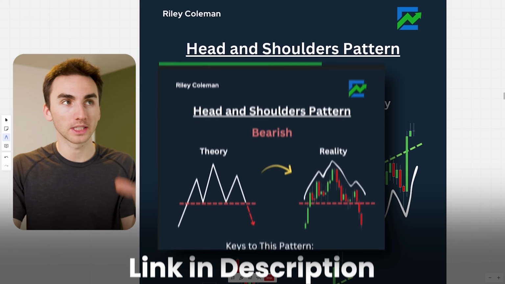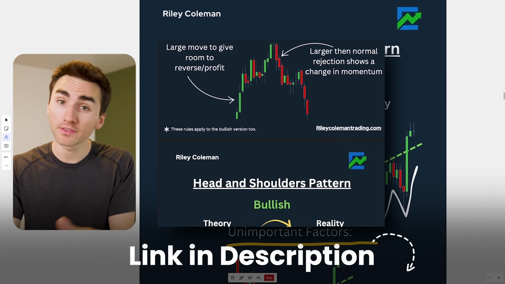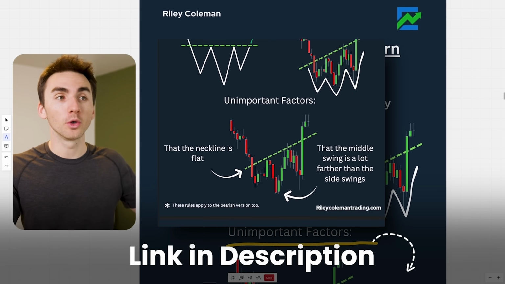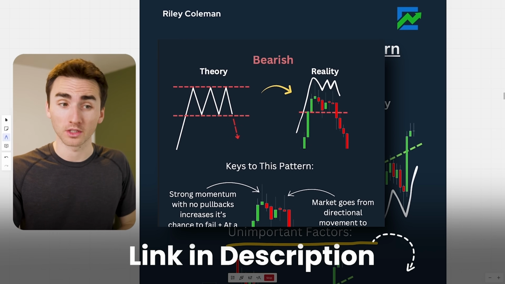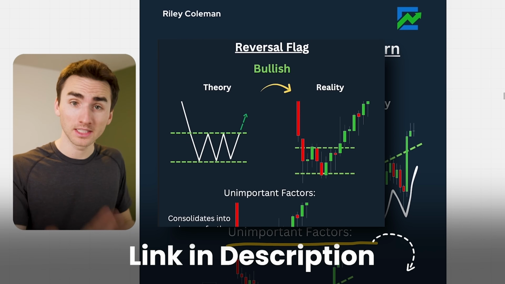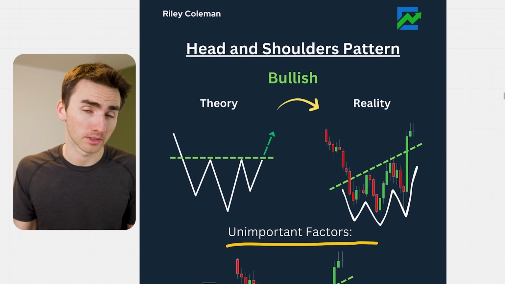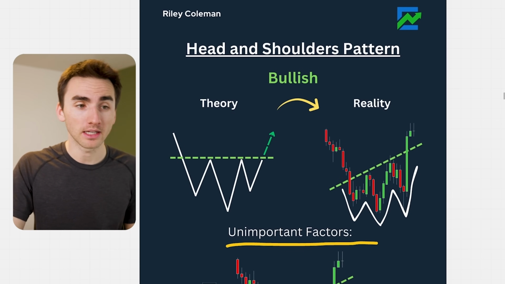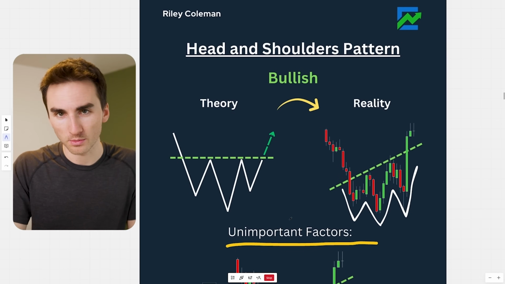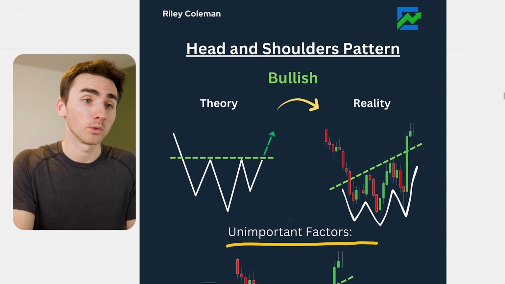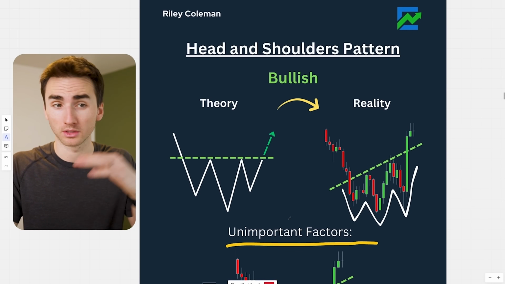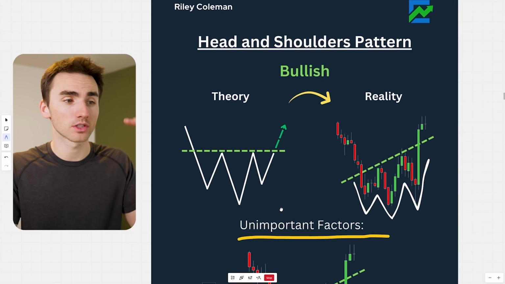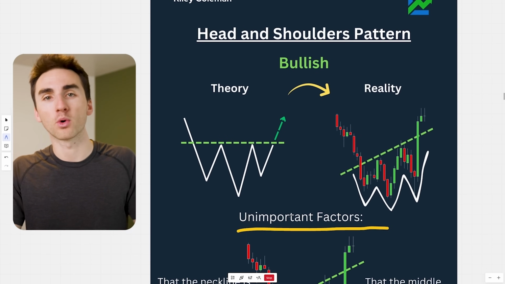Now what I'm looking at is an actual PDF that you can download, and it will go through a lot of these patterns we're going to talk about. I'm going to obviously go into more detail here, and there's a couple of patterns later in the video that aren't in this PDF, but definitely go to the link in the description of this video and download this PDF. It'll be really good for you to come back, look, and even just glance at what the unimportant factors are for this.